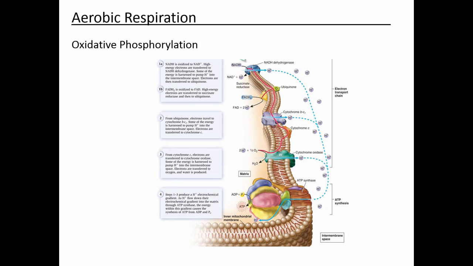It gives its electrons to the NADH dehydrogenase complex, which pumps hydrogen ions in the intermembrane space. The electrons are then passed to ubiquinone, then to the cytochrome BC1 complex, which pumps more hydrogen ions. From the cytochrome BC1 complex, the electrons are passed to cytochrome C, then to cytochrome oxidase, which pumps more hydrogen ions. And then cytochrome oxidase gives the electrons to oxygen, and in that step you create water.